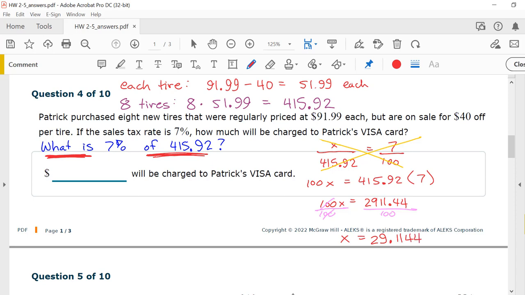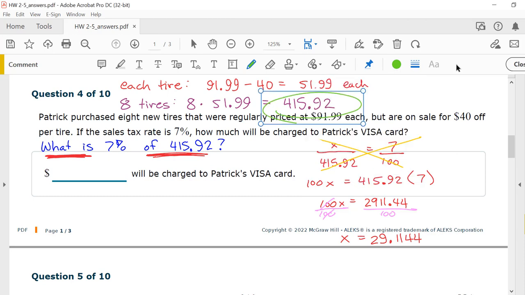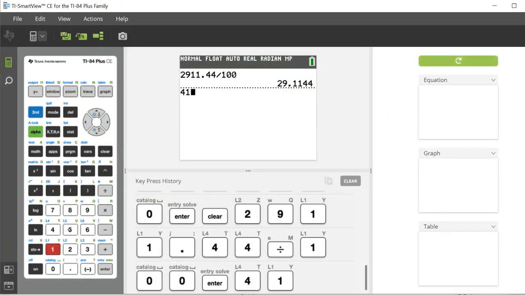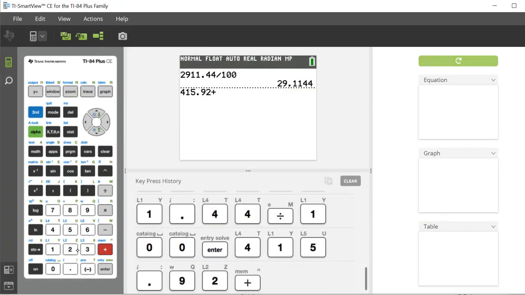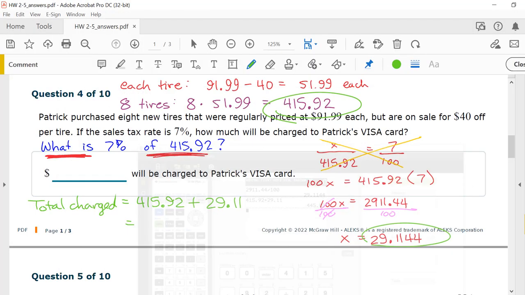All right. So the cost of the tires for all 8 tires was this much. The tax on the 8 tires was this much. So the total charged will equal the $415.92 plus the $29.11. $415.92 plus $29.11 is $445.03.